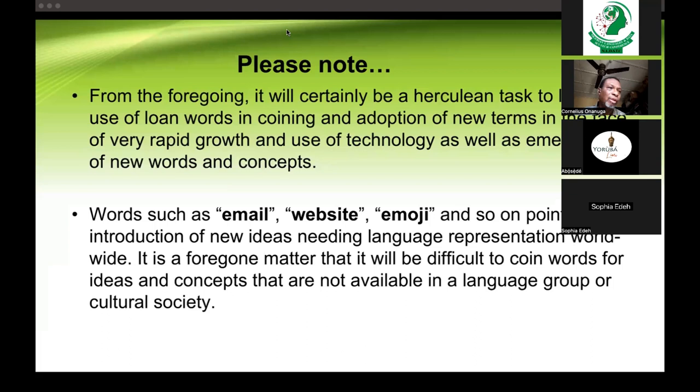For example, we have such words as email, website, emoji, and so on. They point to the fact that new words and ideas are getting introduced to the lexicon all over the world. And it is a known matter that it will be difficult to coin words for ideas and concepts that are not available in the language or cultural society. That is, what you don't have, you don't give. It's going to be difficult for you to begin to give a label to a concept that is foreign to the people.